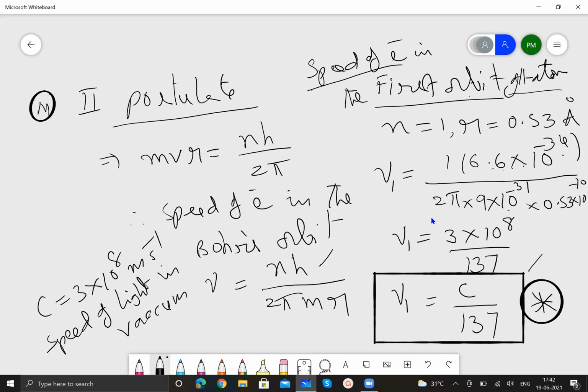If you want the speed of electron in other orbits of hydrogen atom, it is n into C by 137, correct? Here n value is 1, whereas for other orbits it should be n into C by 137, means for second orbit it is 2 into C by 137, third orbit 3 into C by 137 and so on. So from the expressions of radius and speed, we are going to get two ratios. You have to remember them. Five or six times, and you'll remember them permanently.